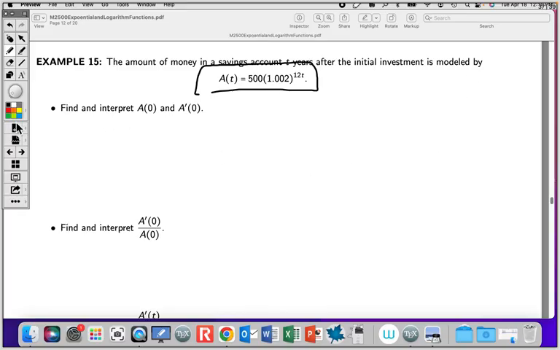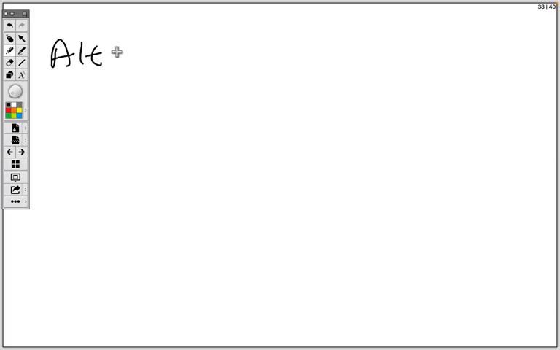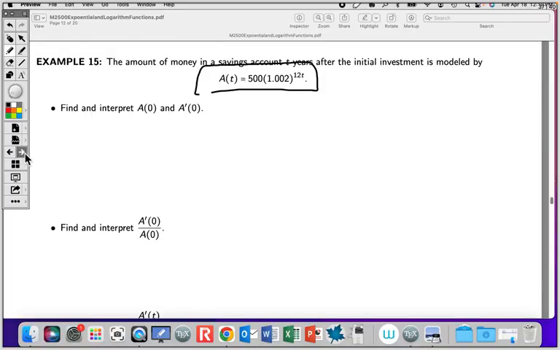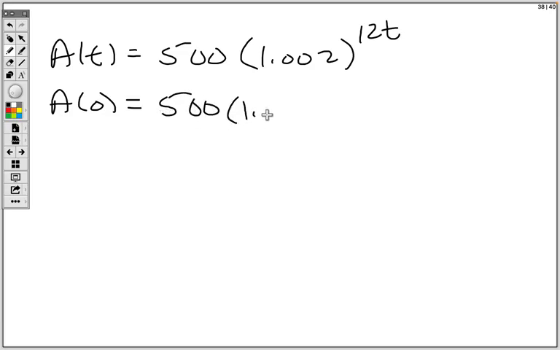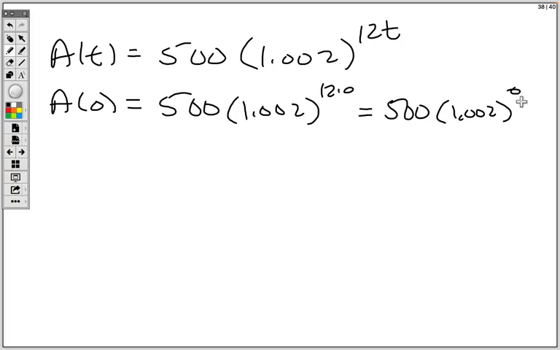So we've got our function A of t is 500 times 1.002 to the 12t power. So A of 0 means everywhere we see a t, we substitute in a 0. We get 500 times 1.002 to the 12 times 0 power. That's 500 times 1.002 to the 0 power. Any non-zero number to the 0 power is 1, so we get 500.